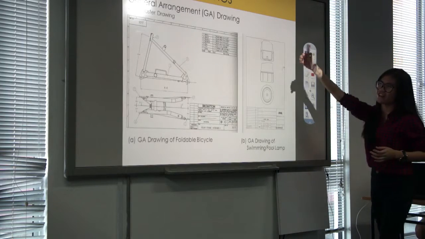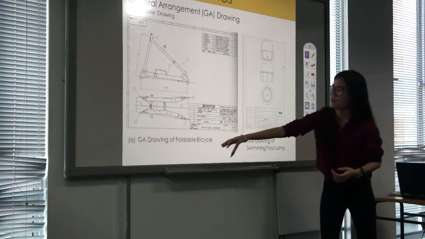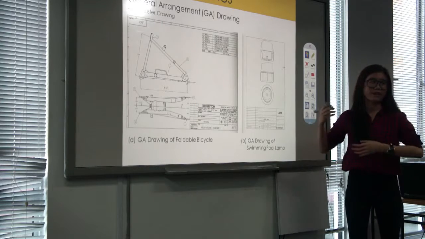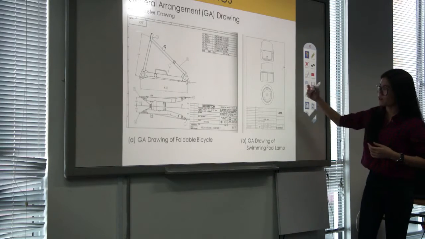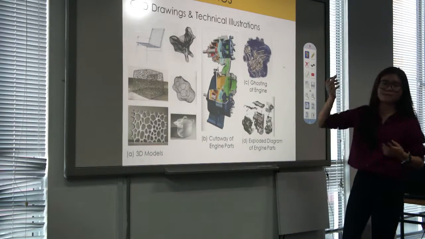Moving on, we're going to talk about GA drawing, which is general arrangement drawings. These are an example of GA drawings, which is a drawing for everyone to understand. And yeah, it also includes some details, areas, and also some stuff like that.